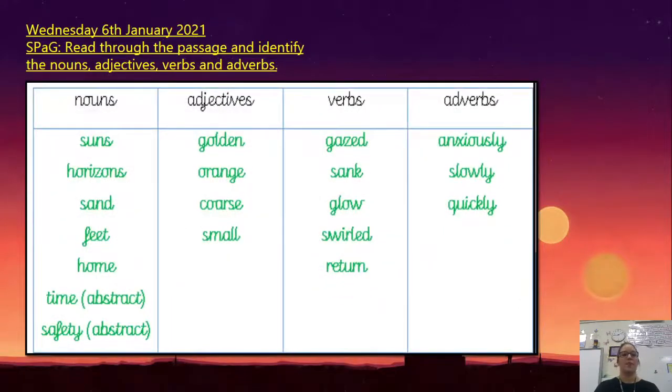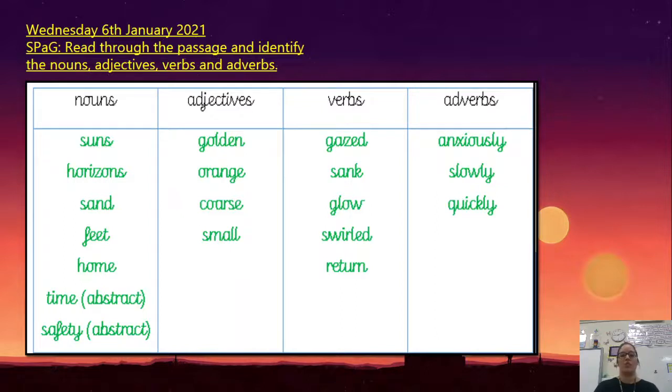Excellent. So hopefully you would have written these nouns down: suns, horizon, sand, feet and home. You've also got two abstract nouns there: safety, because we can't see safety, and time, because we can't see time if time is passing by. So they're abstract nouns.